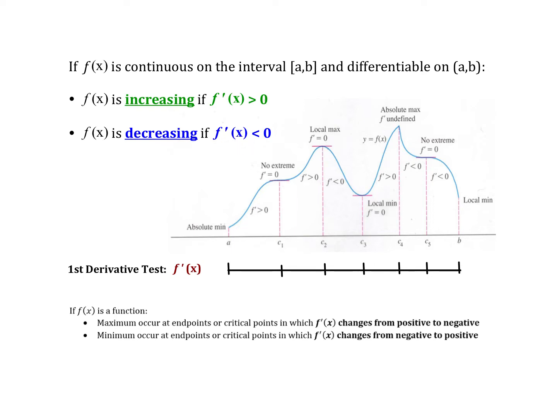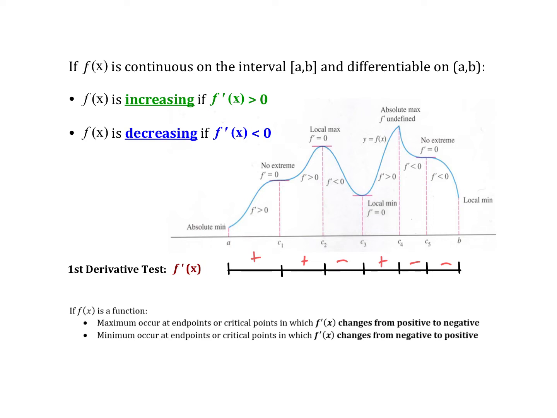So here I can see a hypothetical graph, and I'm noticing that between a and c1, my first derivative is positive. Between c1 and c2, the derivative is positive. Between c2 and c3, my derivative is negative. Between c3 and c4, my derivative is positive. Between c4 and c5, we are negative. And between c5 and b, we are negative.